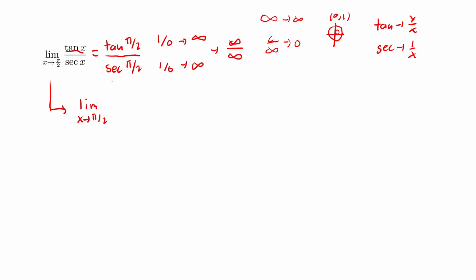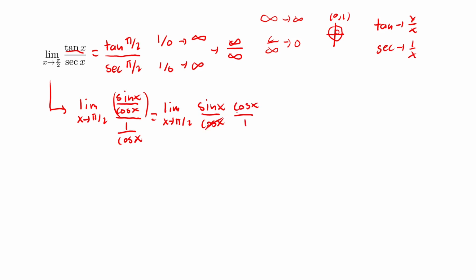We know that the tangent of x is going to be the sine of x over the cosine of x, and we know that the secant of x is 1 over the cosine of x. Anytime we have two fractions like this, one over the other, we can invert and multiply. So if we keep the fraction that's in the numerator and leave it alone, and then we take the reciprocal of the denominator and we cancel some stuff out, we're left with sine.